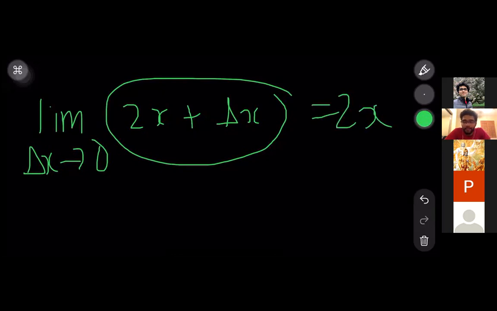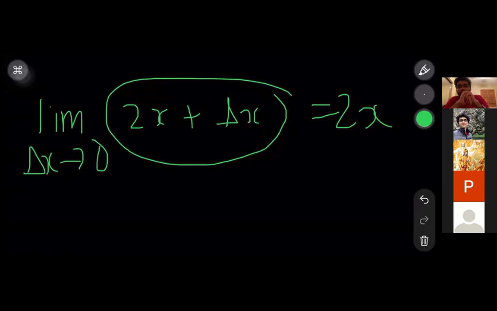I will pause for a couple of minutes here and wait for any questions. If anybody is unclear as to why limit of 2x plus delta x when delta x goes to 0 is equal to 2x, let me know. Okay, what happens over here? Why is 2x plus delta x equal to 2x? Does anybody want to explain this? Do you want me to do the simplification process again?